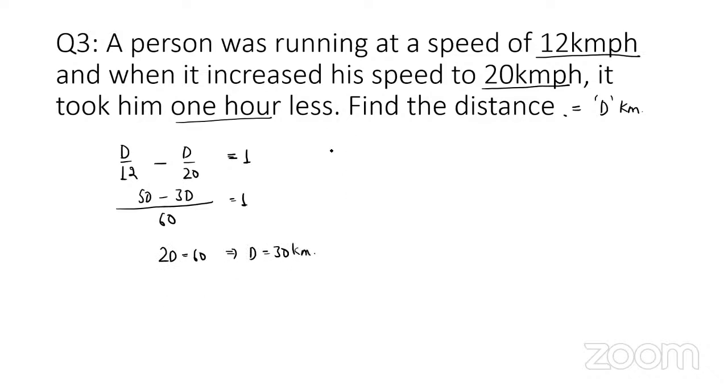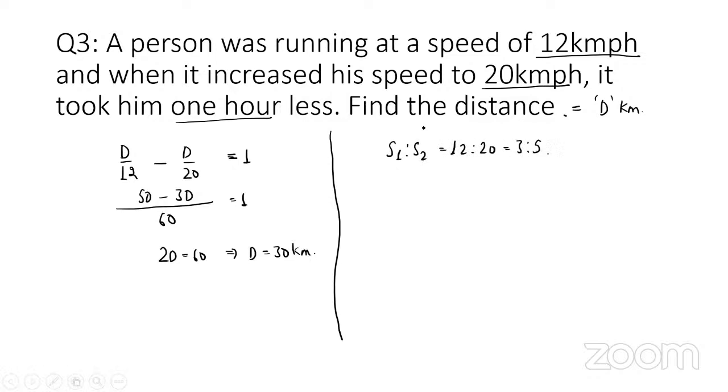It was again a very simple question. Guys, we could have solved this question by the help of proportionality as well. How? See, we are given that a person is changing his speed from 12 to 20. So we can say the ratio of the speeds is what? His ratio of speed is 12 to 20. That means 3:5. We can say the ratio of his speed is 3:5.